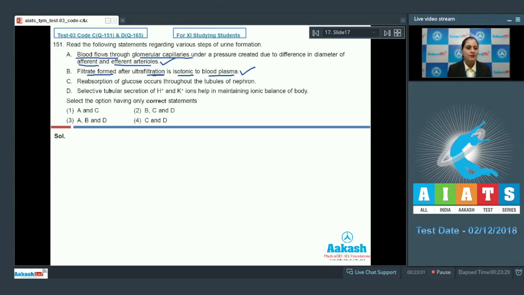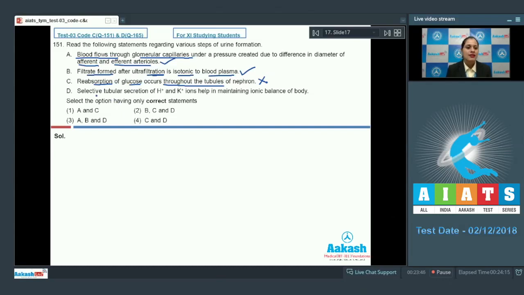The next statement is, reabsorption of glucose occurs throughout the tubule of nephron, and this is an incorrect option because maximum absorption of glucose occurs in PCT. This is an incorrect statement because reabsorption of maximum solutes occurs in PCT, including glucose also. So this glucose will not get reabsorbed throughout the tubule of nephron, but its maximum absorption occurs in PCT. This glucose is almost entirely reabsorbed in PCT only.